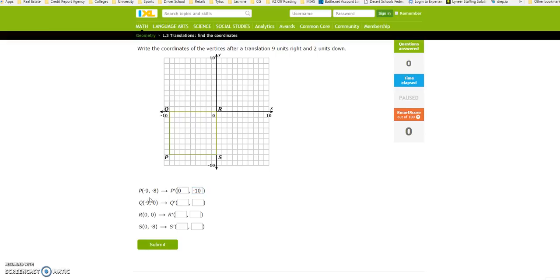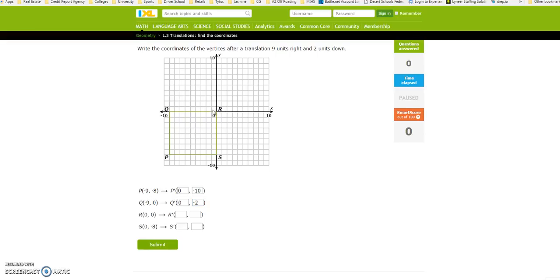For q, again, since q and p are on the same line and it wants us to move the same number, notice it's the same number in the x spot, same line, same number in the x spot. For q, if we were to go 9 to the right, we would end up at 0, so it's the same. What is different though is our y coordinate, and it wants us to go 2 down. So from here we go -1, -2, and our new coordinate would be -2.